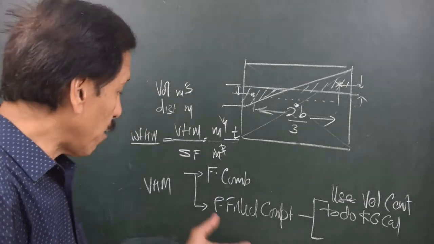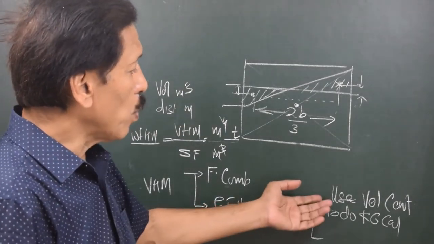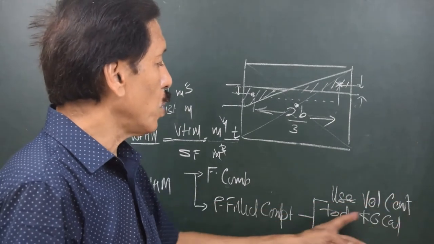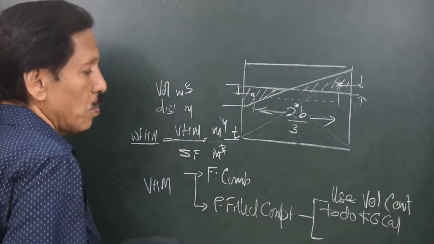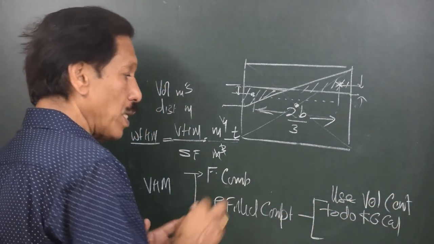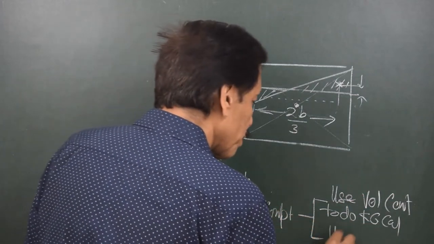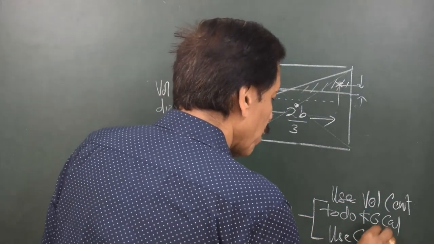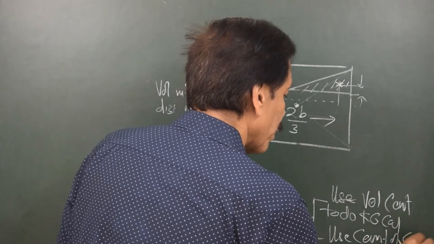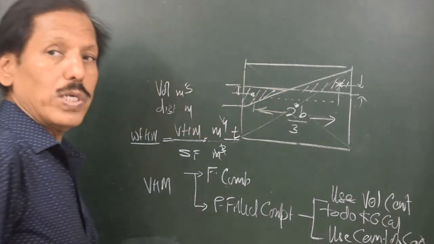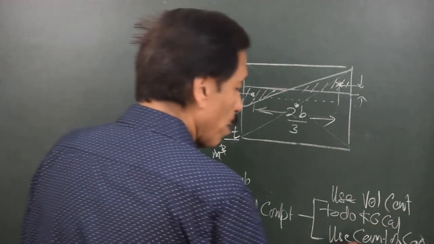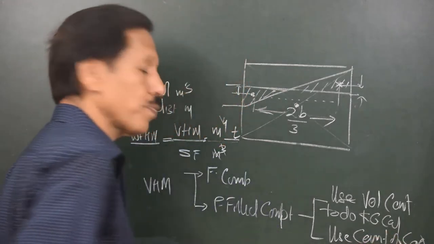1.12. So here I have written partly filled compartment. Use the volumetric centroid to do the kg calculations. You don't have to multiply with any factor. But if you use centroid of cargo for doing the kg calculation, you multiply with 1.12.